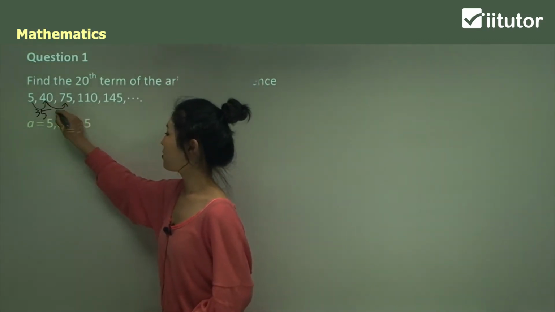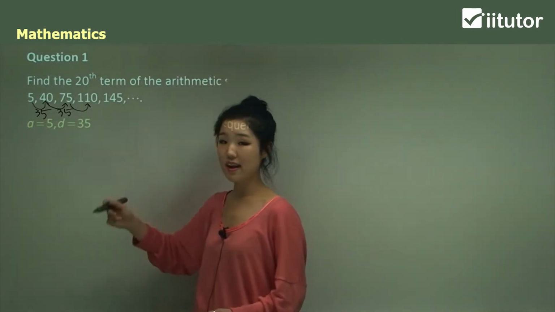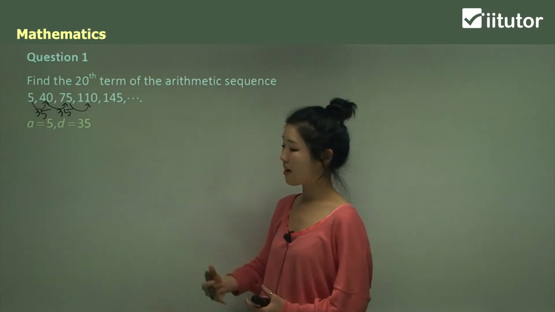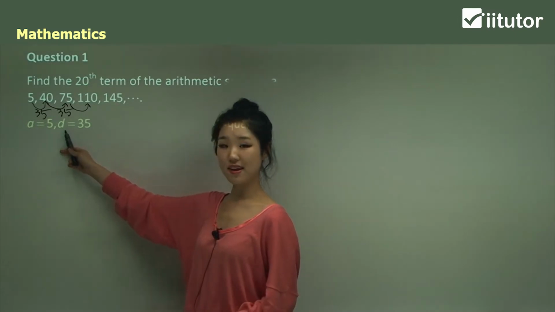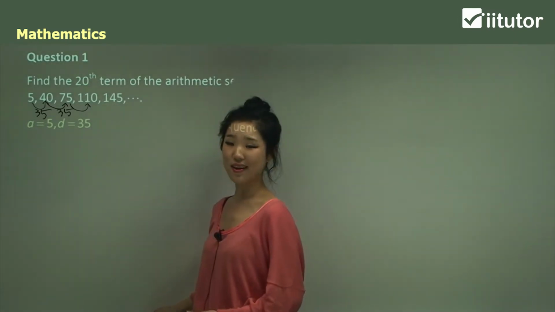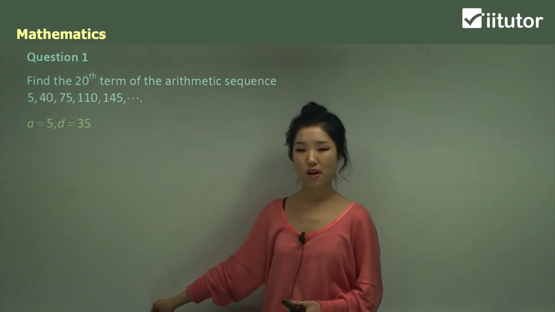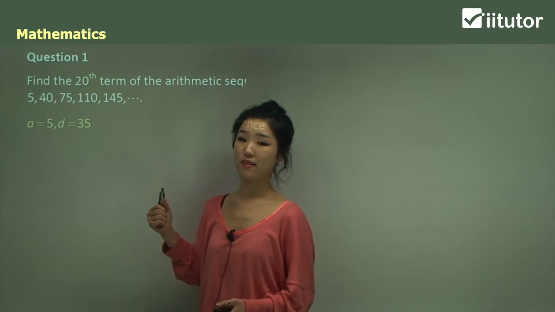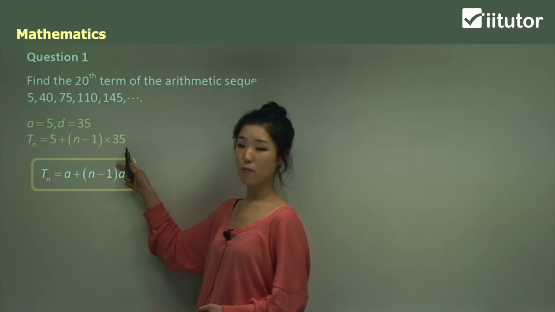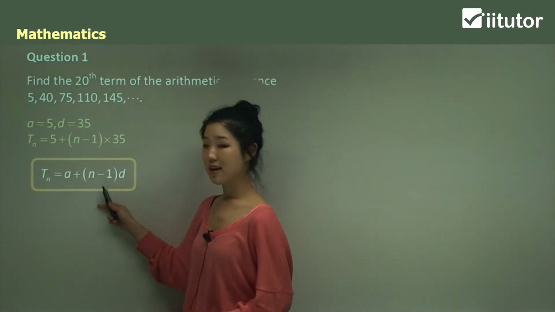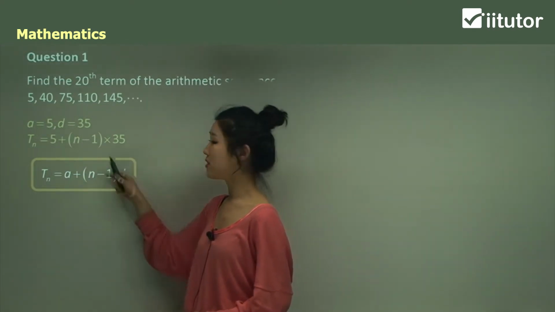40 plus 35 is 75. 75 plus 35 is 110, etc. So you can see that every time we're adding 35 to get the next number. So therefore, the common difference D is 35. Okay, so that was pretty simple, wasn't it? So if you've got the sequence, it's really easy to find the first term and the common difference. All right. So I've got that. Now what I'm going to do is put it into my formula. Tn equals A plus n minus 1 D, where A is the first term, 5. D is the common difference, 35.